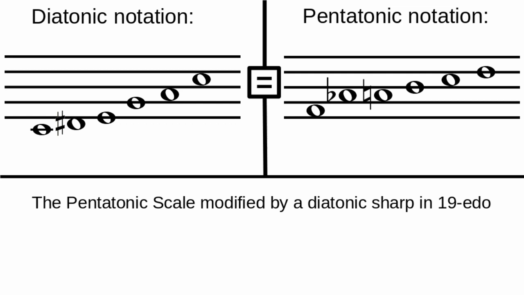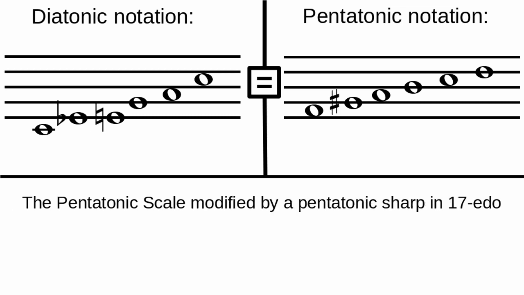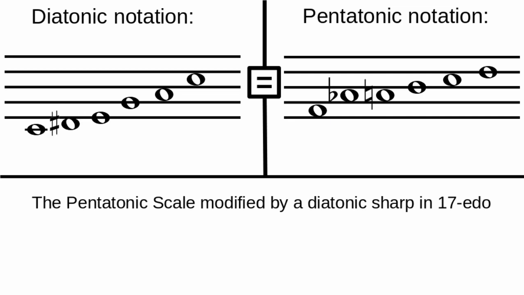We can do the same thing in 17 Edo, where the sharps are higher than the flats instead of lower. Here's the unmodified pentatonic scale. Here's the modified version with the E flat. And here's the modified version with the D sharp instead.